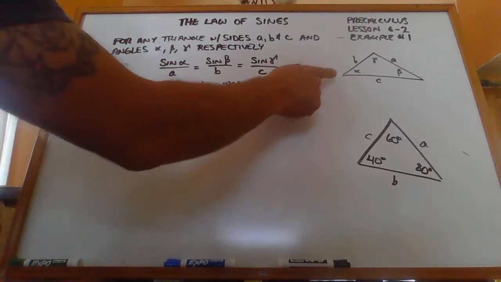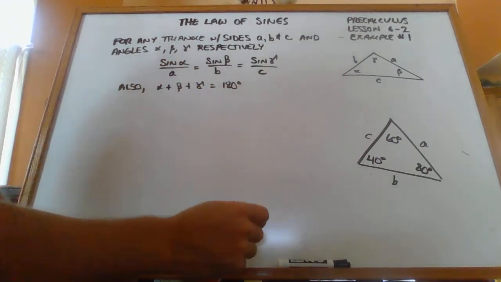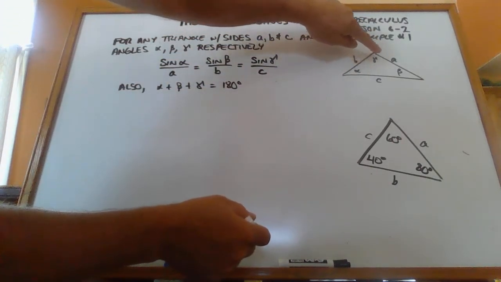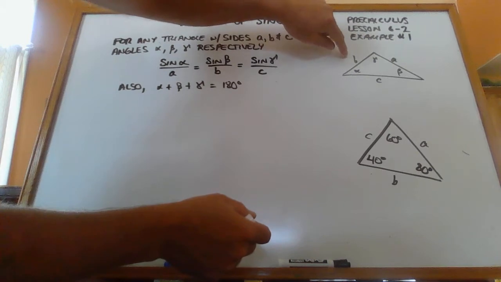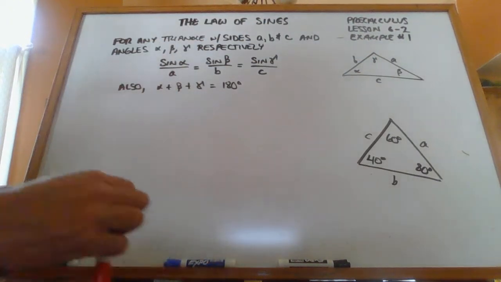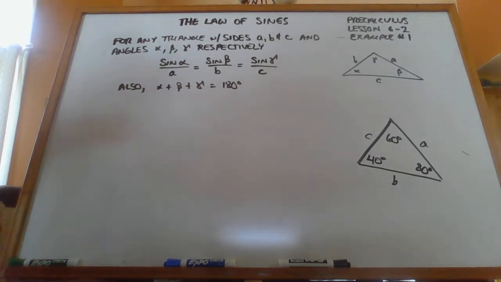So if you look over here at this triangle, the sides and angles have to be arranged as this. A is always across from alpha, beta is always across from B, gamma is always across from C. You want it set up that way every time.